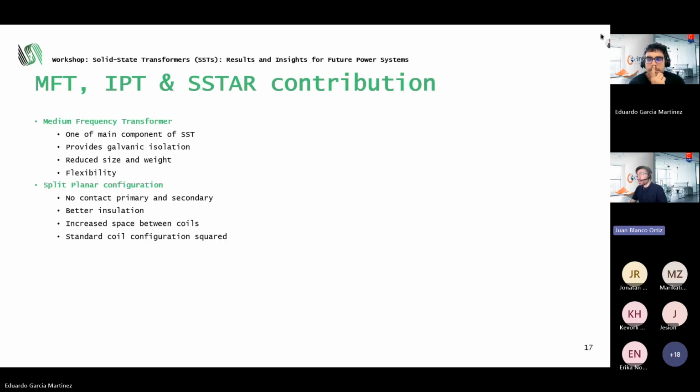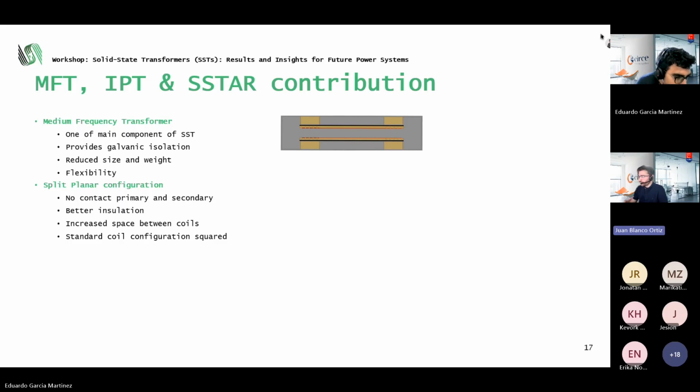Here in STAR, one of the main contributions is the split planar configuration that we have developed. As you can see here in the little diagram, it's a configuration in which the primary and secondary have no contact between them. This is also called IPT, inductive power transfer, very typical of vehicle wireless charging.